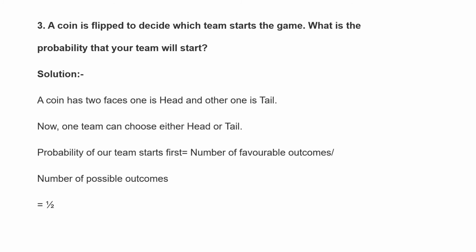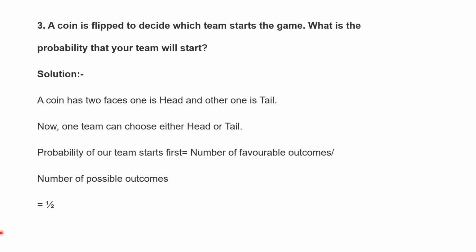So next question is like this. A coin is flipped to decide which team starts the game. What is the probability that your team will start? I am sure you have seen this in cricket matches and all. Toss. Who won the toss, and all, we ask. So a coin has two faces, one is head and another one is tail, right? Now one team can choose either head or tail. So the probability of your team starting first is the number of favorable outcomes divided by the number of possible outcomes. How many possible outcomes are there? Either head or tail, that's why 2.